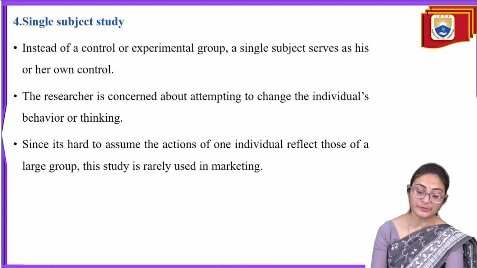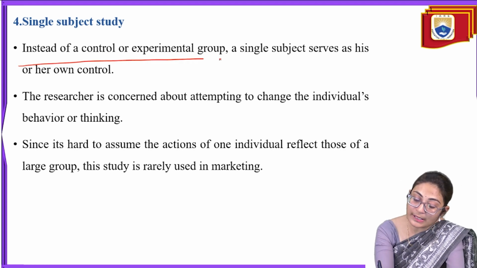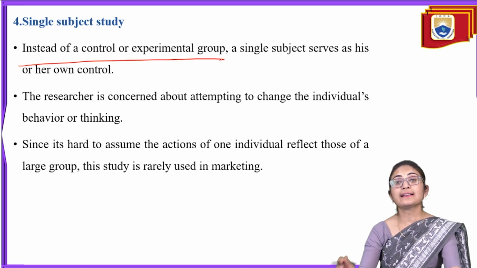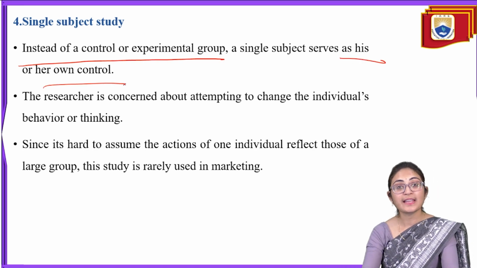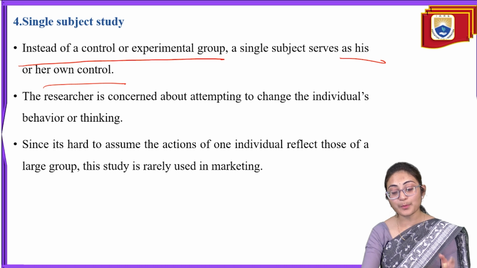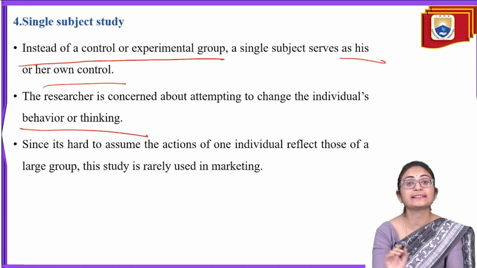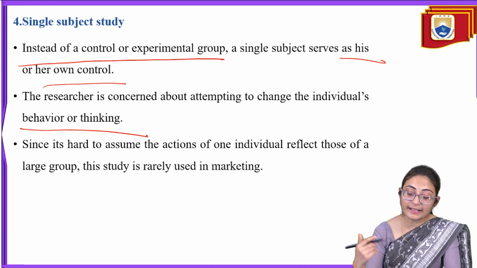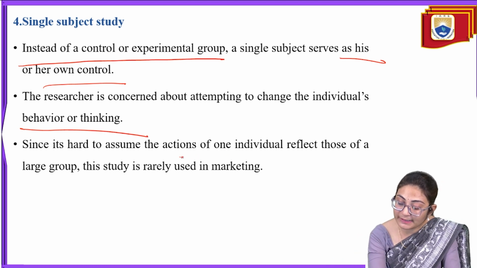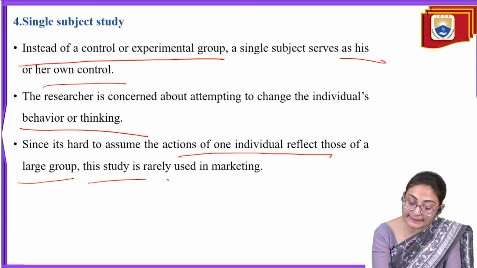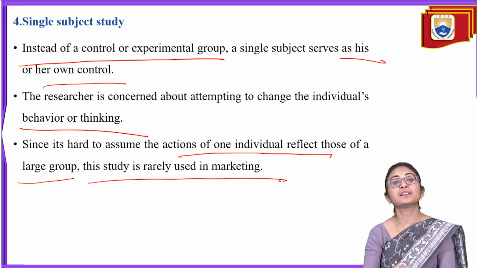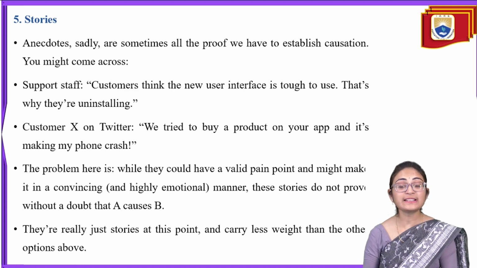Next one is a single subject study. In a single subject study, instead of control and experimental groups, a single subject serves as his or her own control. The researcher is concerned with attempting to change the individual's behavior or thinking. Since it's hard to assume the actions of one individual reflect those of a large group, this study is rarely used in marketing. Then next one is stories.